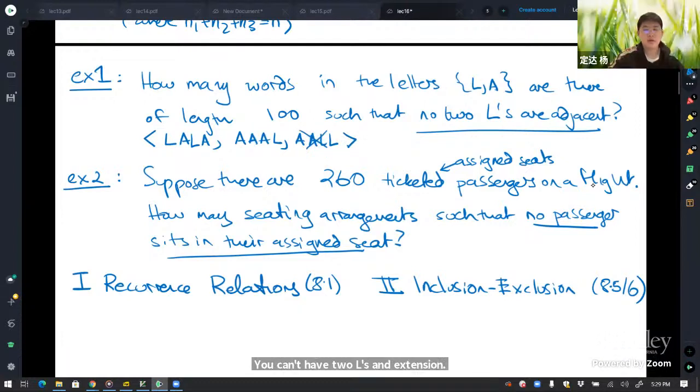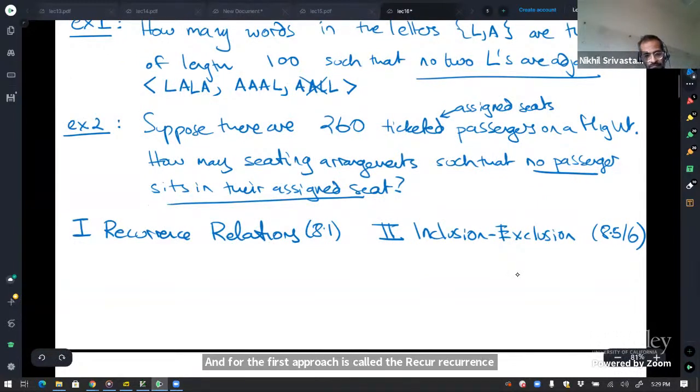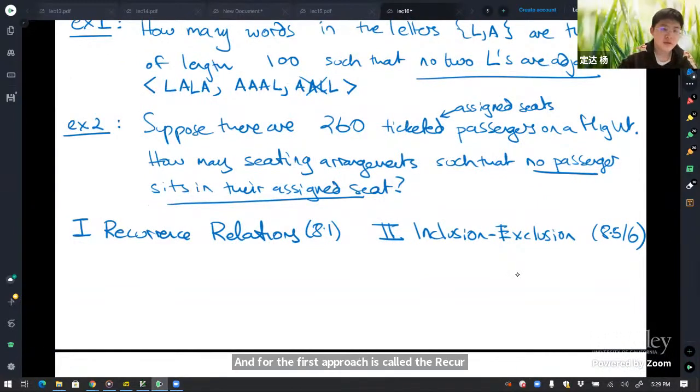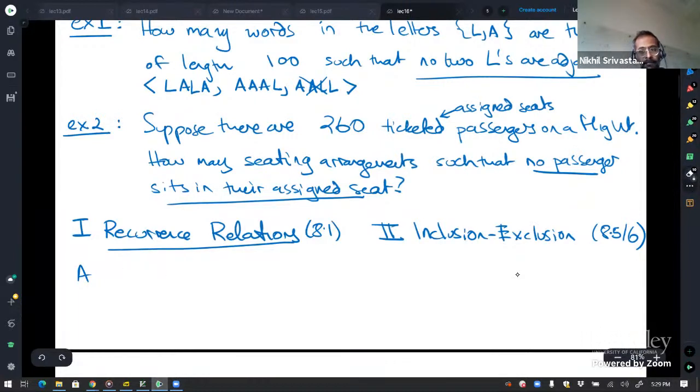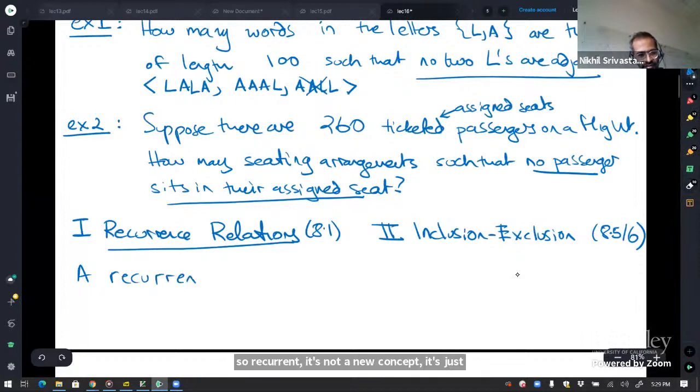Oh, got it. And for the first approach, it's called recurrence relations. Okay, so recurrence is actually just another word for recursive definition. So recurrence, it's not a new concept. It's just the same concept you've seen earlier in a different context.